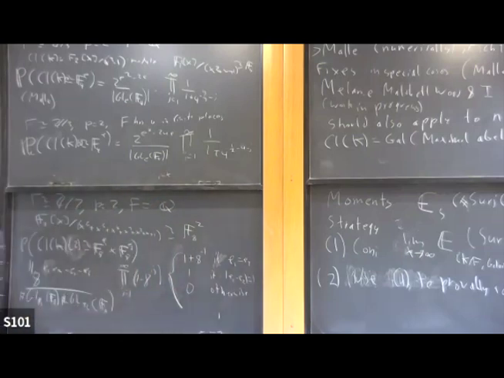So the class group has two pieces, and the sizes of the two pieces must be very close together. They can't be independent.